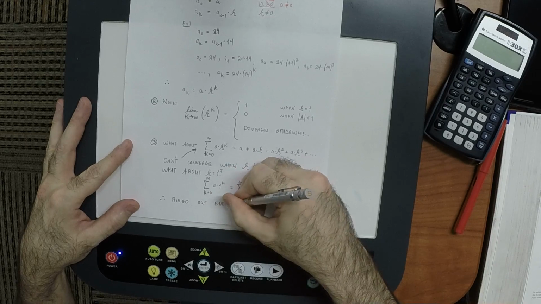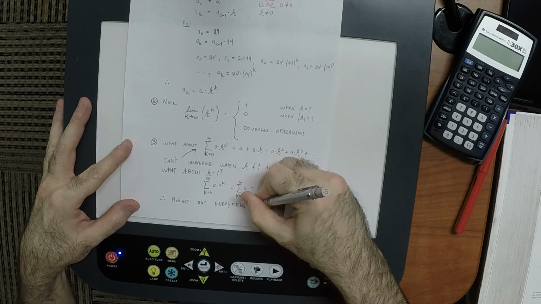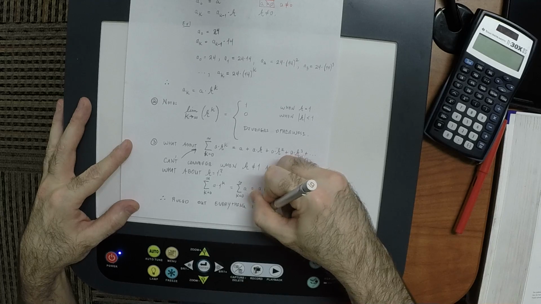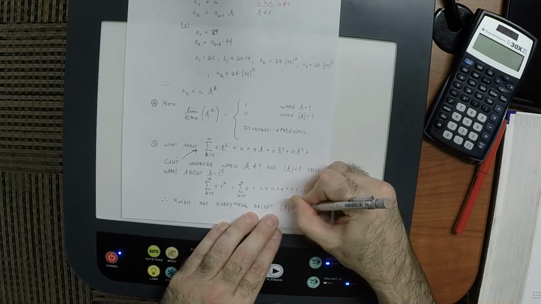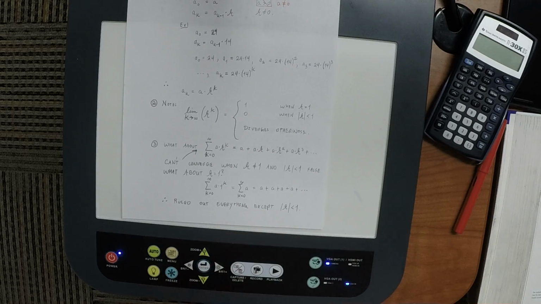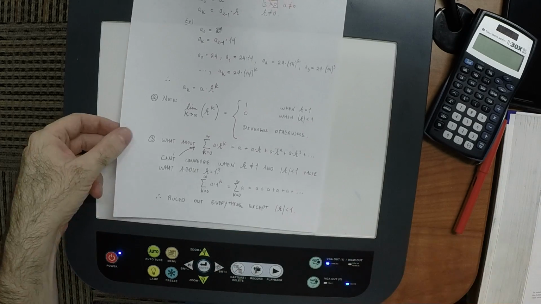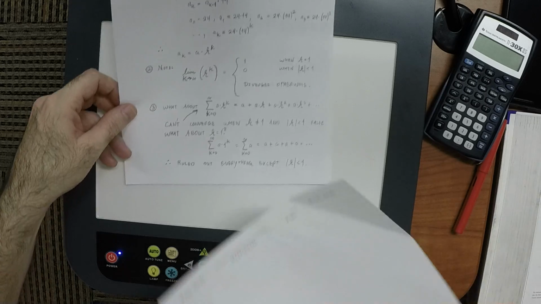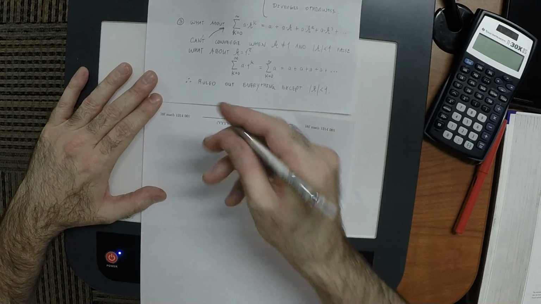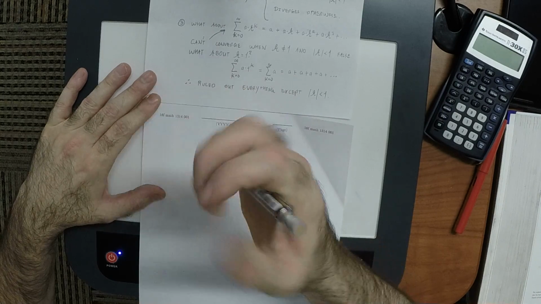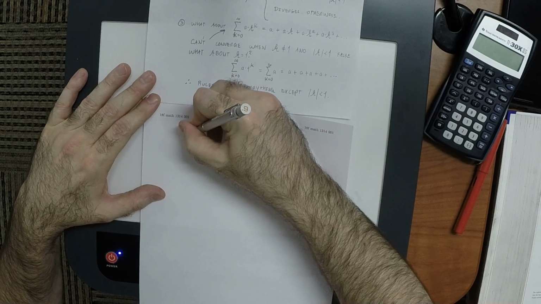So everything except possibly this. Now we haven't shown that it converges. We've just ruled out every other possibility. So now let's show what happens. So now consider SK.